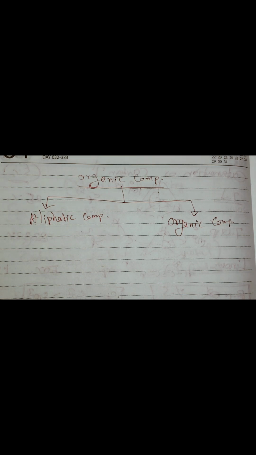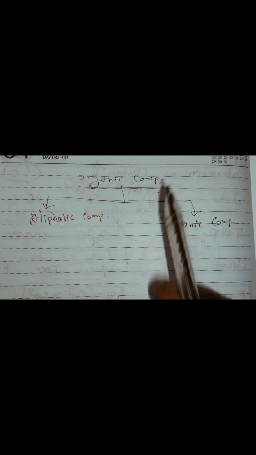Dear NEET aspirant, now we go to the GOC part 2 video. This video is fully covered in the organic compounds. It's a classification. In general, organic compounds are classified into two types: one is aliphatic compound, another one is aromatic compound. So now let's see these two one by one in detail.